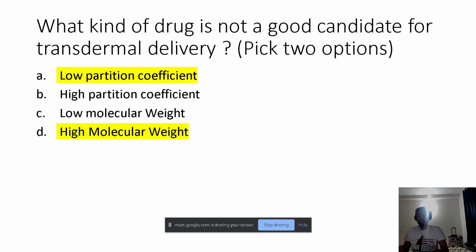You can't deliver high molecular weight drugs through transdermal delivery, usually greater than 1000 daltons, and you can't deliver low partition coefficient drugs as well because they will not pass through your layer of skin cells, and then there's this layer of adipose tissue that's also present, right? So they will not pass through there.